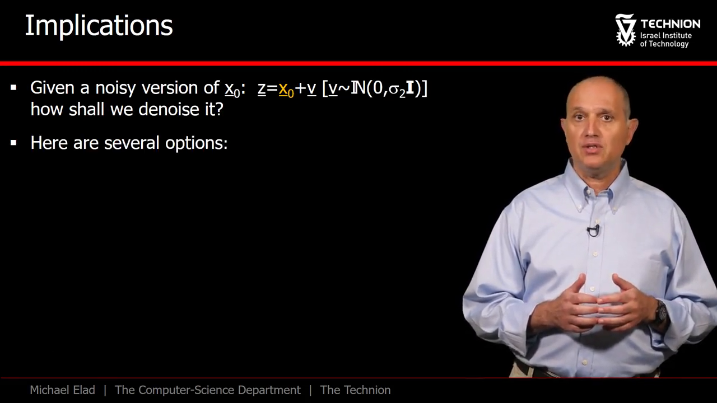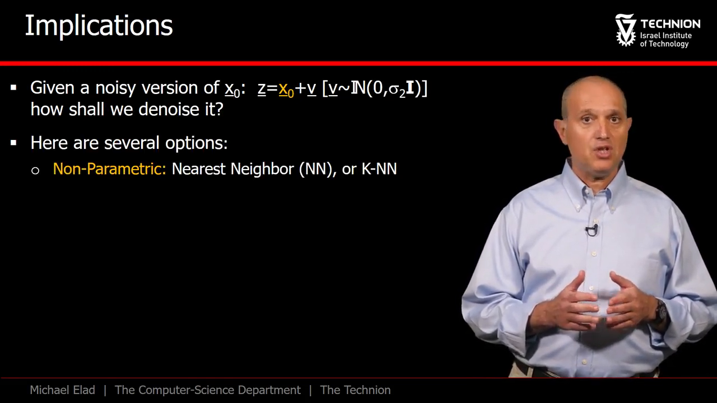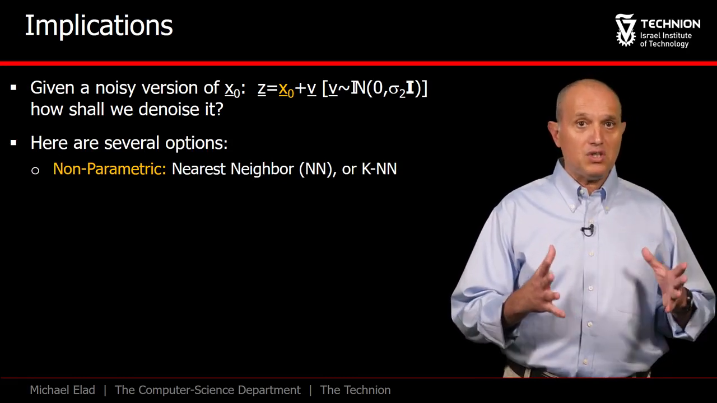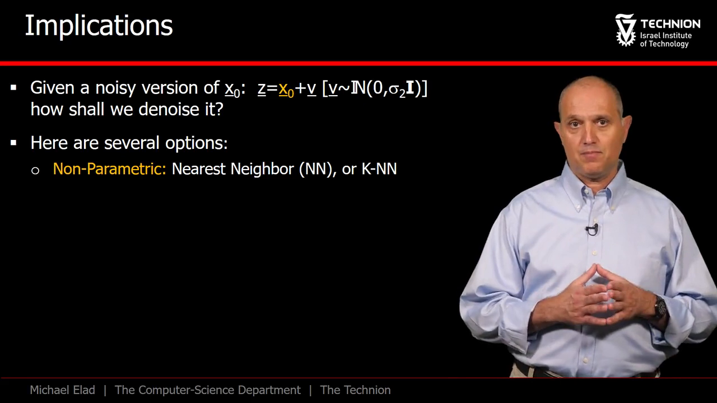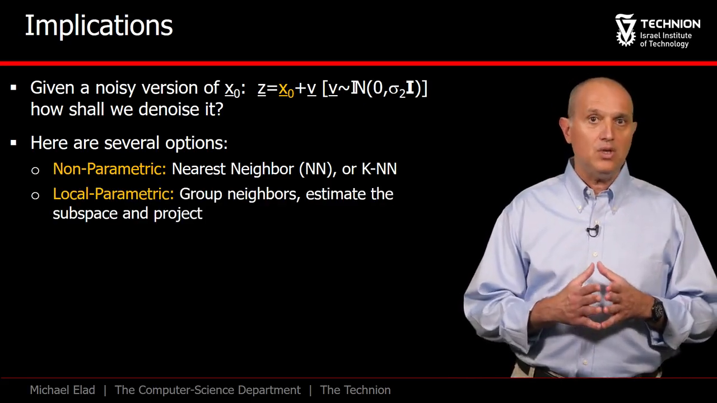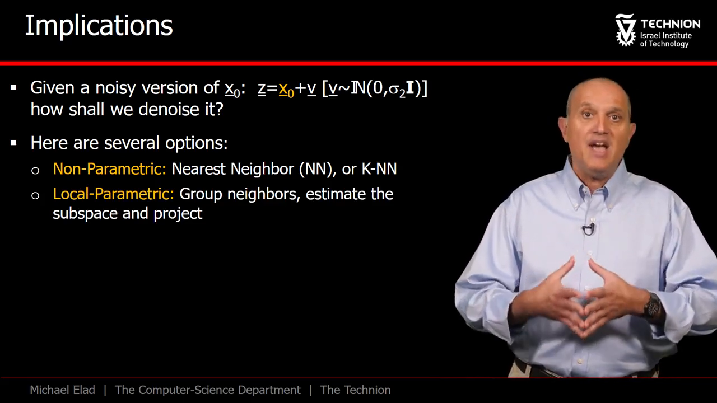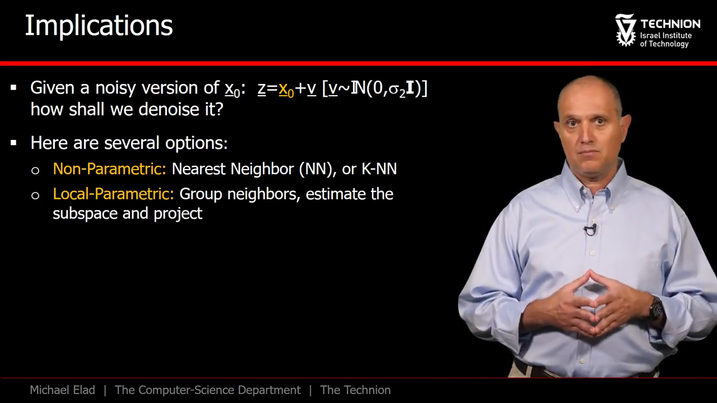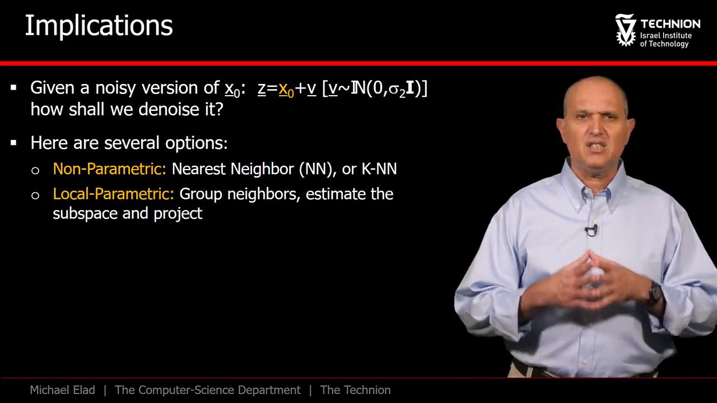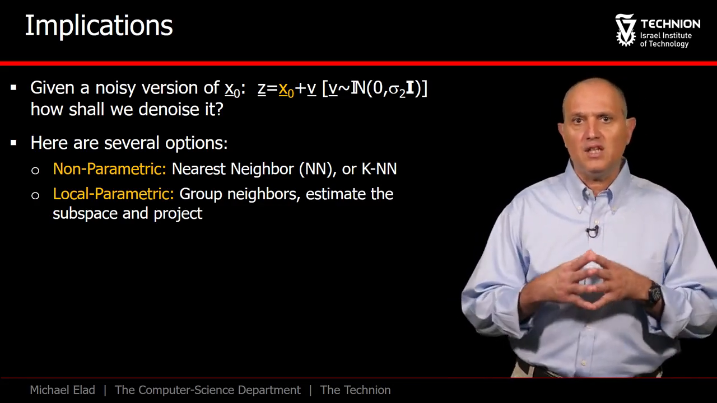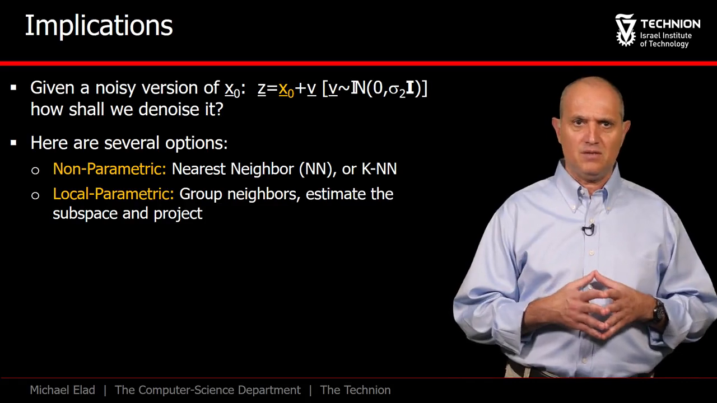Here are a few options in front of us. The first and perhaps the simplest is nearest neighbors. That is, find the closest neighbors to z and average them. The second option is to take these found neighbors and estimate the subspace they reside on and then project onto it. Both these options are tedious since they require us to have access and search in the full database of all the millions of patches.